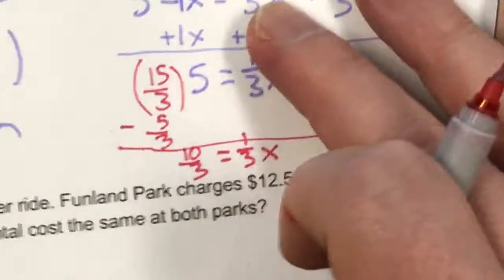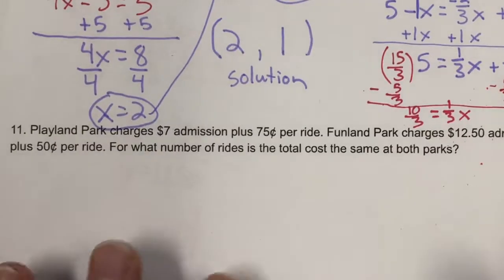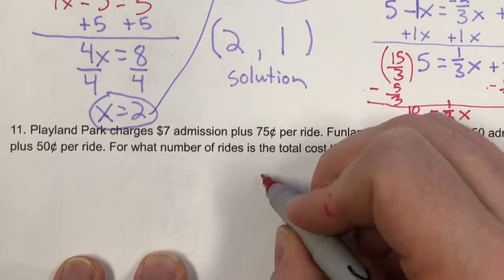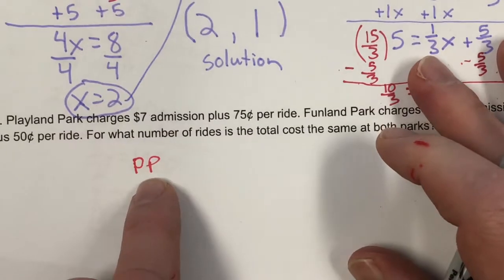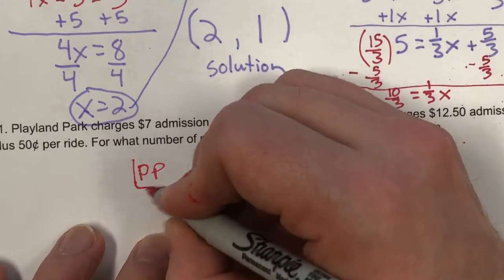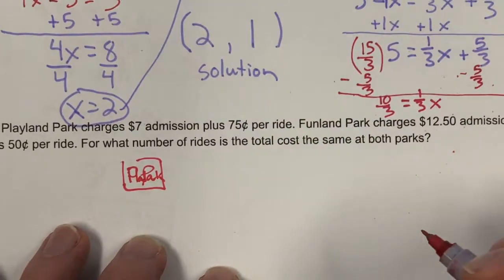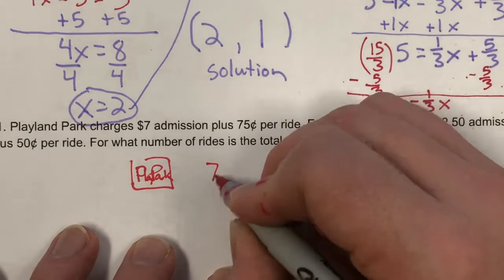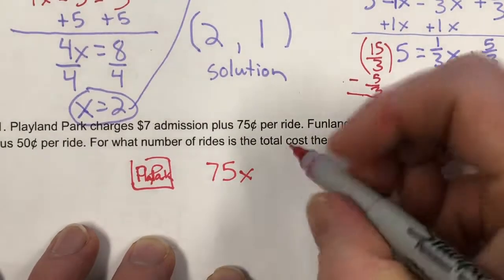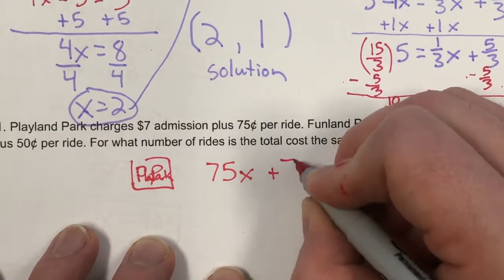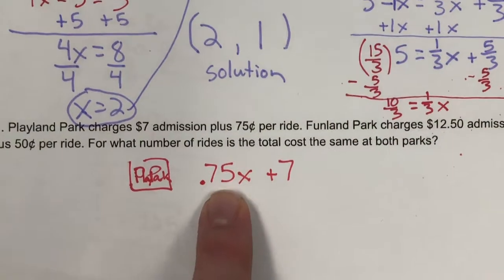Finally, we've got our last question. I've got this Playland Park. They charge $7 admission. That's the starting point. So I'm just going to put PP for Playland Park. And then I've got it's 75 cents per ride. Let's call the rides x's. And then it's a $7 admission. So that's not $75, I better put a decimal there for 75 cents.